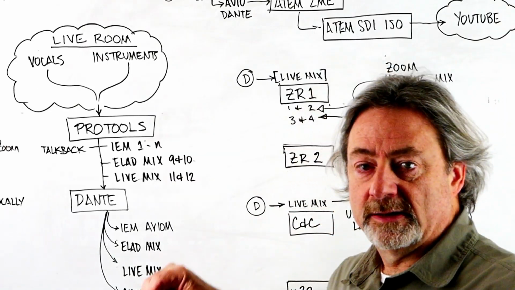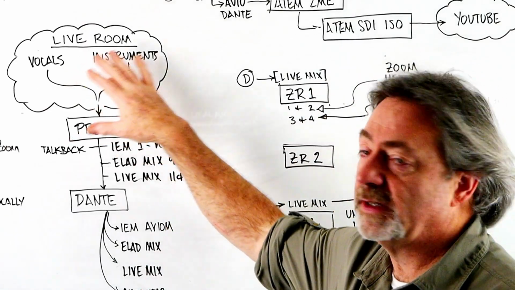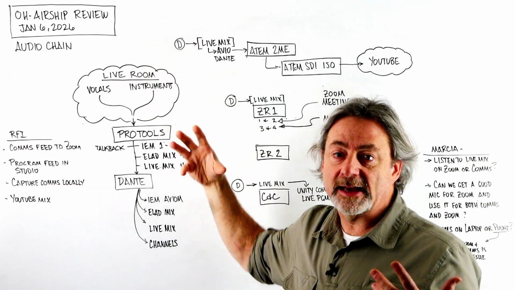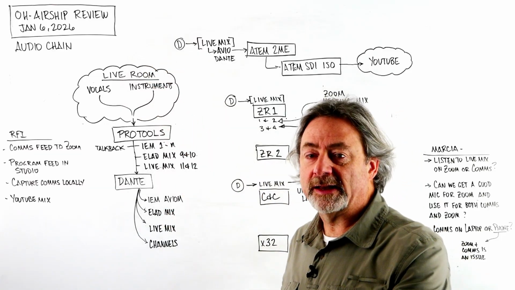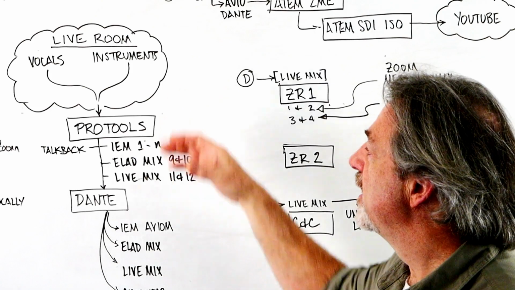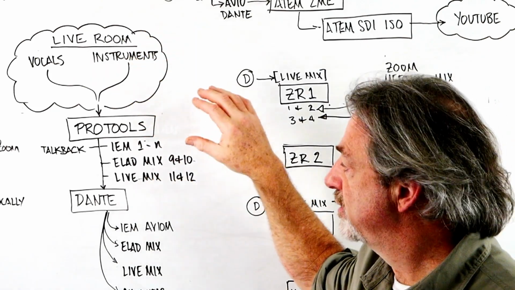In the room, we have vocals and instruments. This is the live room. This is the actual studio. We had two performers, one playing guitar, one doing vocals. That all goes through analog into Pro Tools.